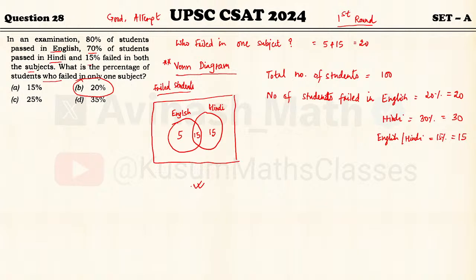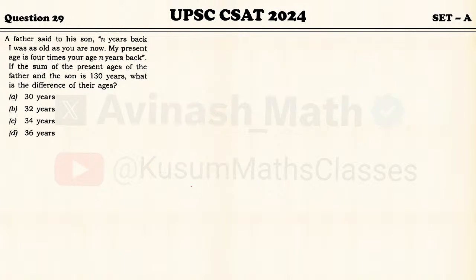Let's go to the next question. This is question number 29. This is related to the age topic, right? A father said to his son, "N years back, I was as old as you are now. My present age is 4 times your age N years back." If the sum of the present ages of the father and son is 130 years, what is the difference of their ages?